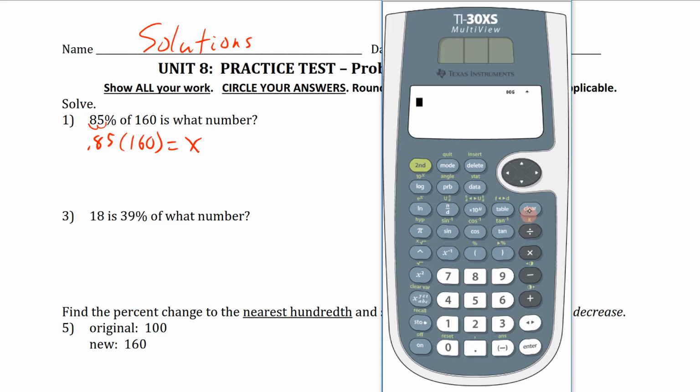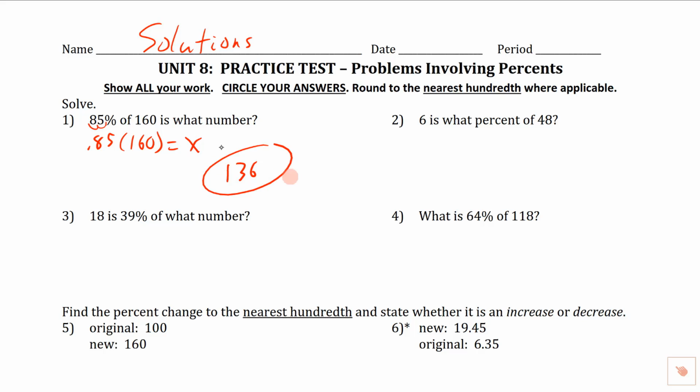So here we go. We're going to do 0.85, and we're going to multiply that by 160. Hit enter and see what we end up with. In this particular case, we end up with 136, so we're going to do 136, circle that, and we're all done. So 85% of 160 is 136. We're expecting something a little smaller than 160 because 85 is less than 100%. So if this was 100% of the number, we want something that's 85% of the number, a little bit less than that, so 136 looks pretty good.